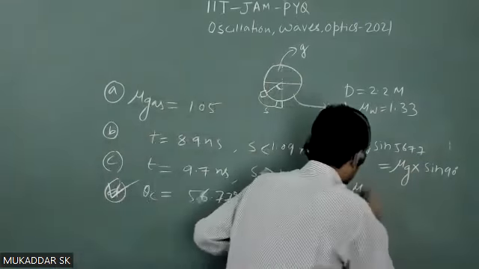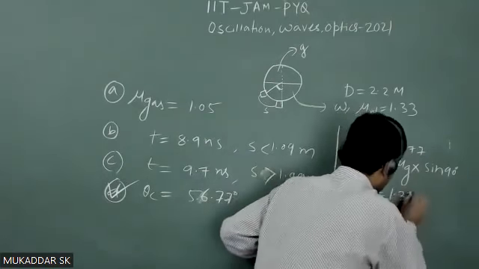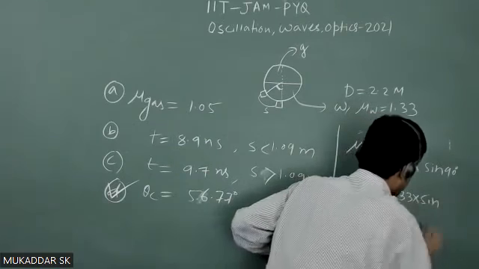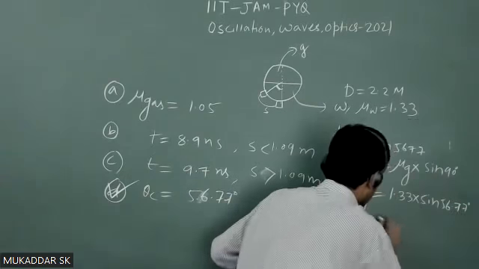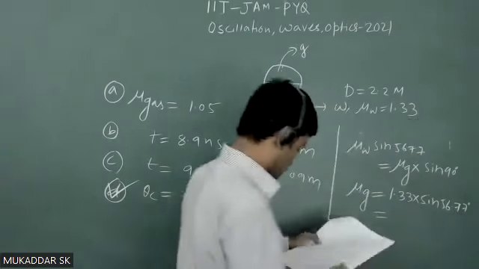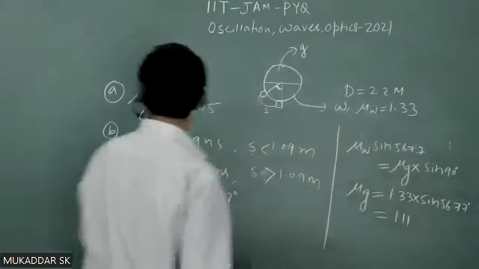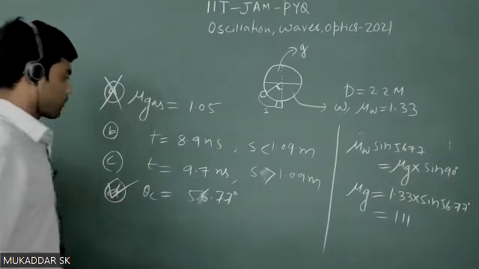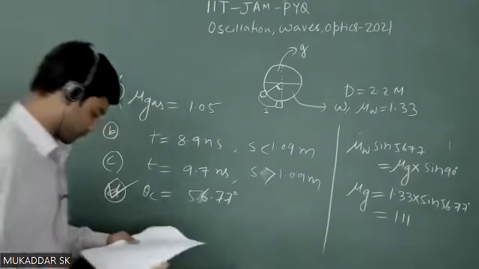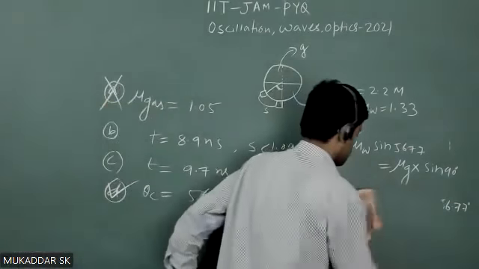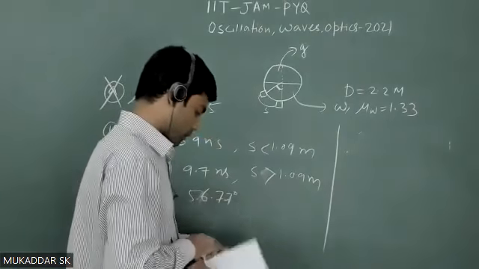So it means the refractive index of gas will be the refractive index of water into sine of 56.77. Okay. Now if you calculate this value, I have calculated it, I got 1.11. So it means option A is not correct. Now I'll check option B.